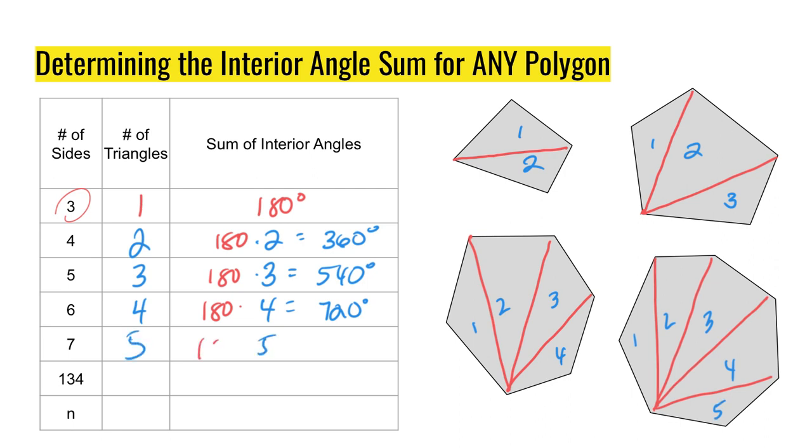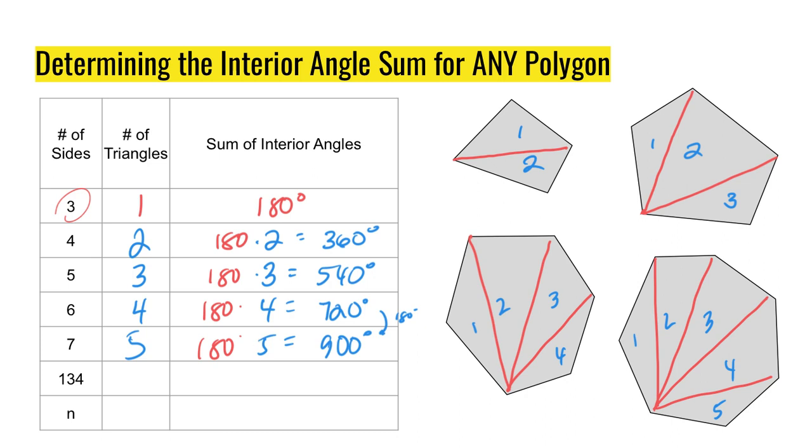5 triangles times 180 degrees each is going to get me a total of 900 degrees there. Notice that we're adding 180 degrees every single time we move forward because we're multiplying by one more triangle that's being formed on the inside.